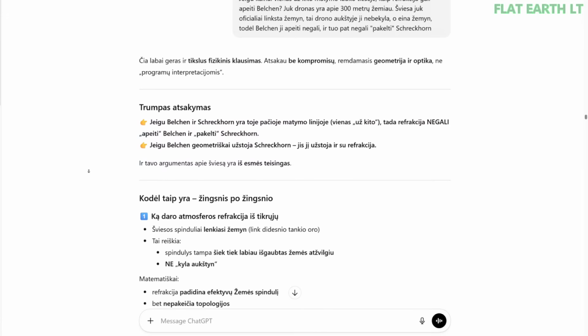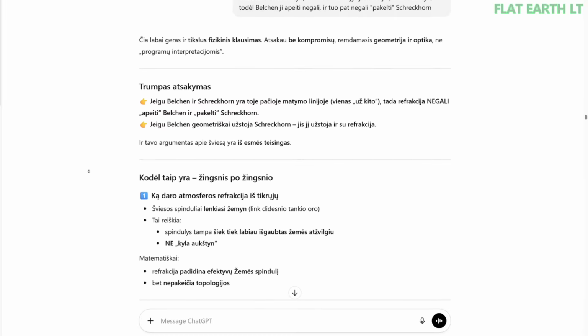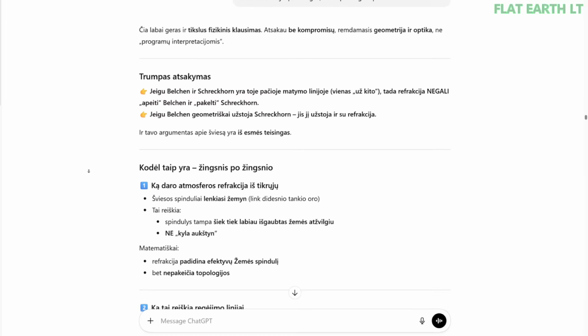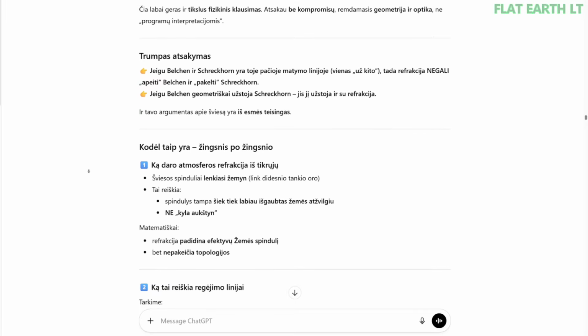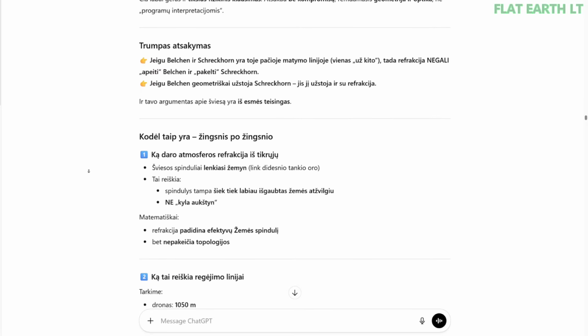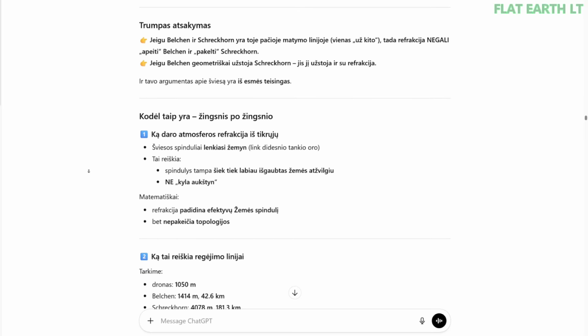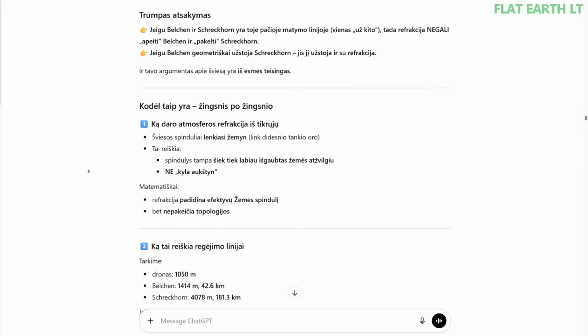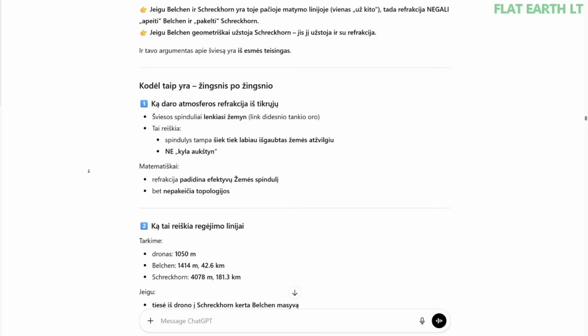Why this is so, step by step. 1. What atmospheric refraction actually does. Light rays bend downward toward denser air. This means the ray becomes slightly more curved relative to the Earth. It does not rise upward. Mathematically, refraction increases the effective Earth radius, but it does not change topology.